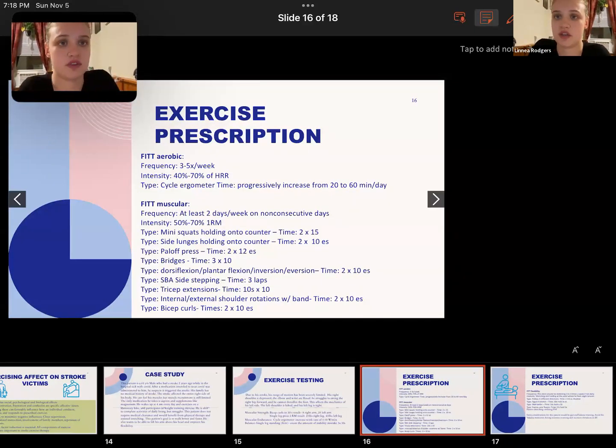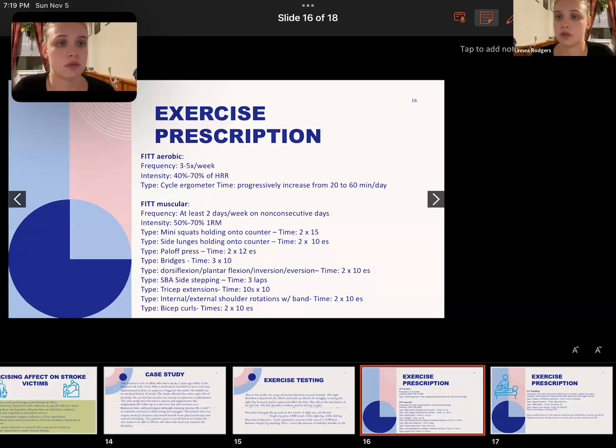So the prescription I would give him, and this is per the ACSM guidelines: the frequency I would have him do for an aerobic workout is 3 to 5 times a week, at 40% to 70% of his max heart rate. The cycle ergometer, I would just have him keep doing that and progressively increase from 20 minutes to 60 minutes a day. And then for muscular strength and endurance, I would have him work out at least 2 days a week on non-consecutive days. This patient already does more than that, but keeps his intensity at about 50 to 70% of his 1 rep max. And these are some of the exercises I would have him do.